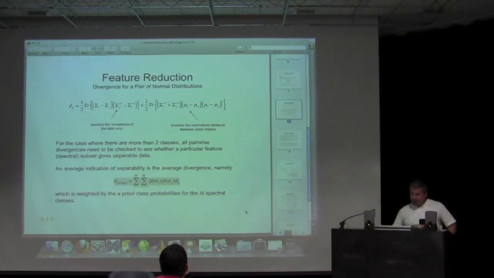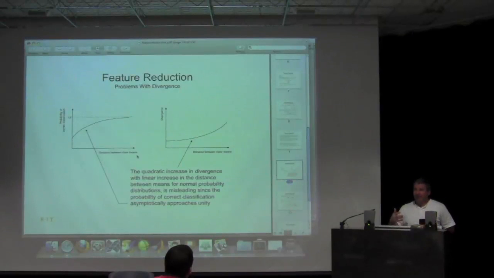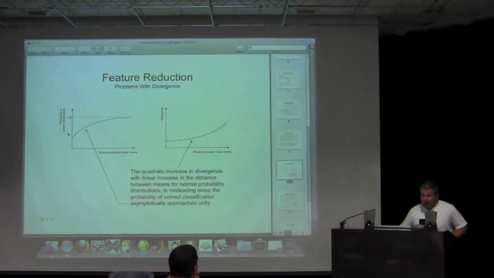So the concept that I want to show you here is that as my distance between class means increases, and by distance here I mean either Euclidean distance or statistical distance, if either one of those happens, the probability of correct classification is going to go up and approach 100%. So the further I move these things apart, the better I'm going to do. But eventually I start to asymptote and approach 100%.